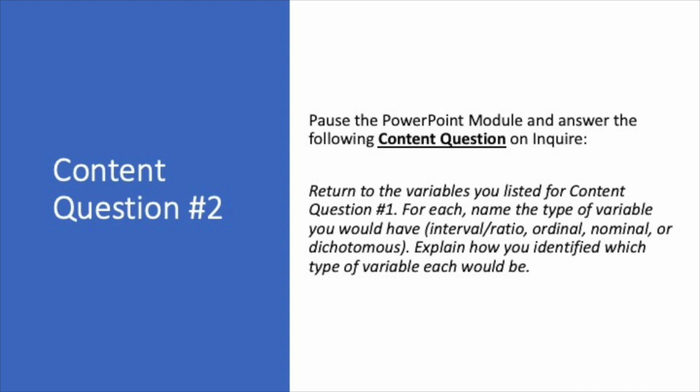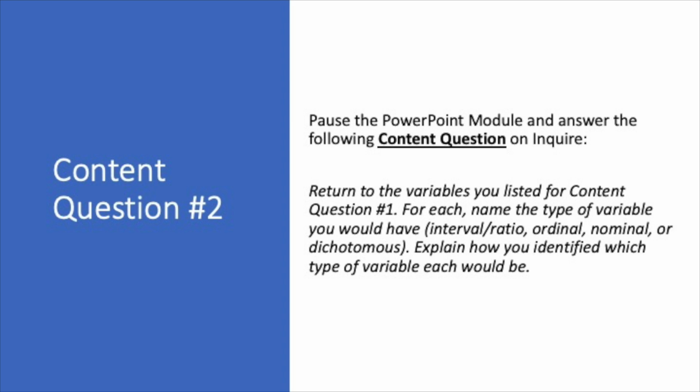Here's your second content question, and you're actually going to draw on your first content question to answer this. So, return to the variables you listed for content question number 1. For each, name the type of variable that you would have. So would it be interval ratio, ordinal, nominal, or dichotomous? Explain how you identified which type of variable each would be.